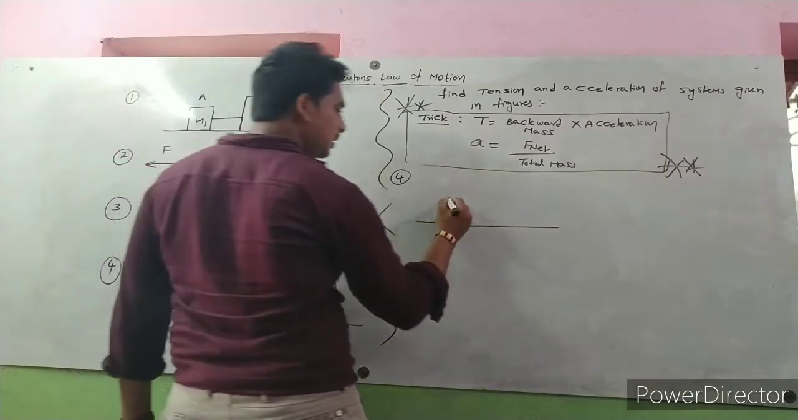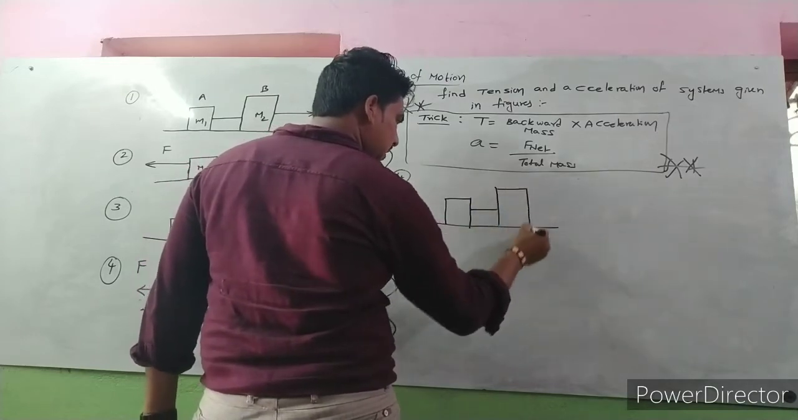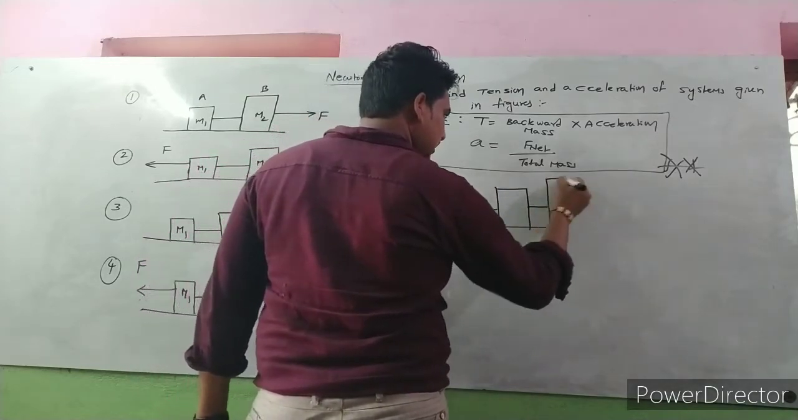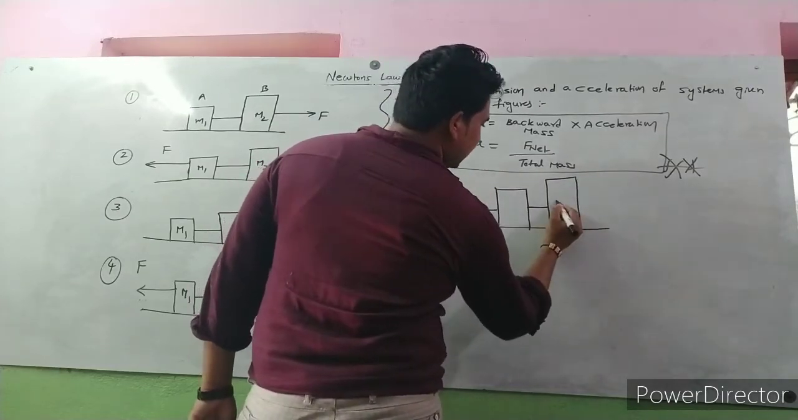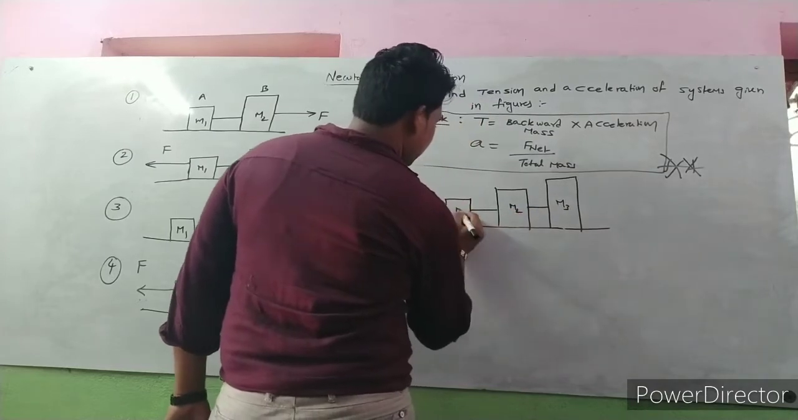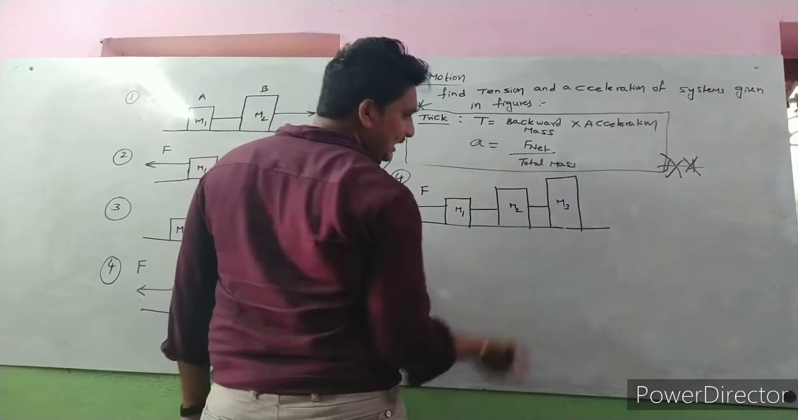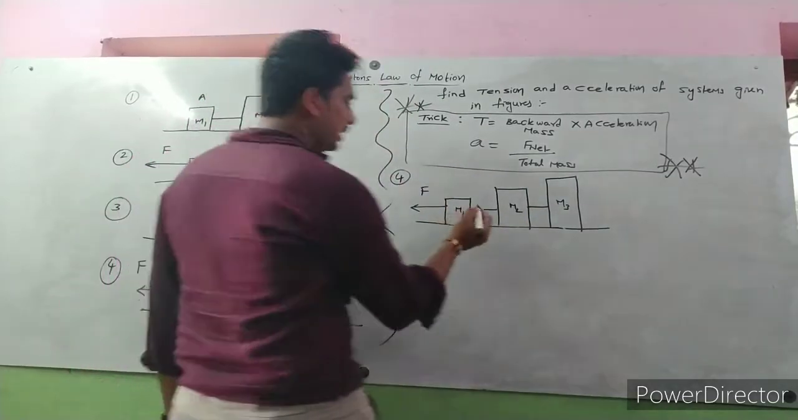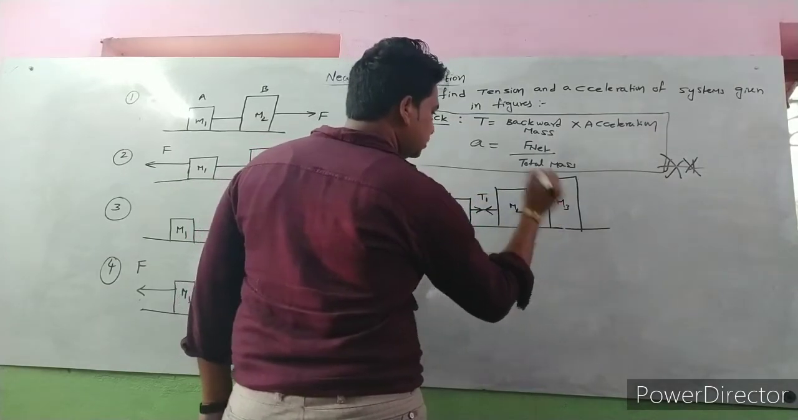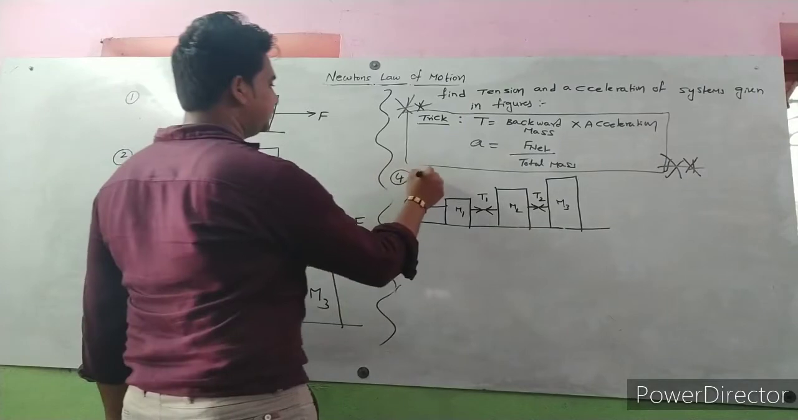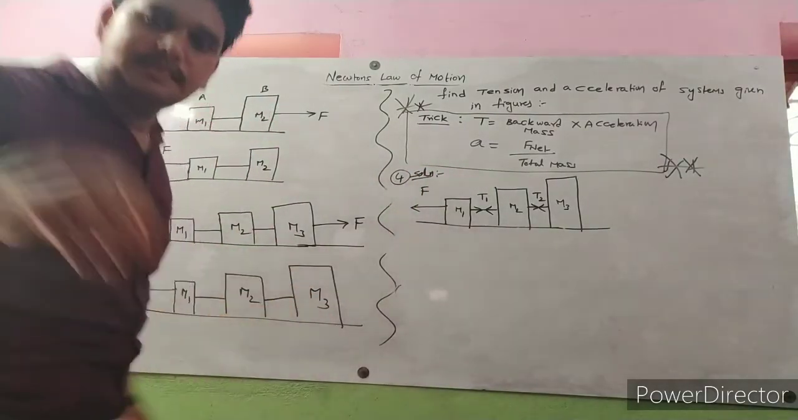Here is mass m1. Here is another mass, and this is another mass m3. So this is m3, m2, m1. This is a force F. So definitely the strings are different, so the tensions are different. Here I consider the tension force as T1, and here I consider the tension force as T2.